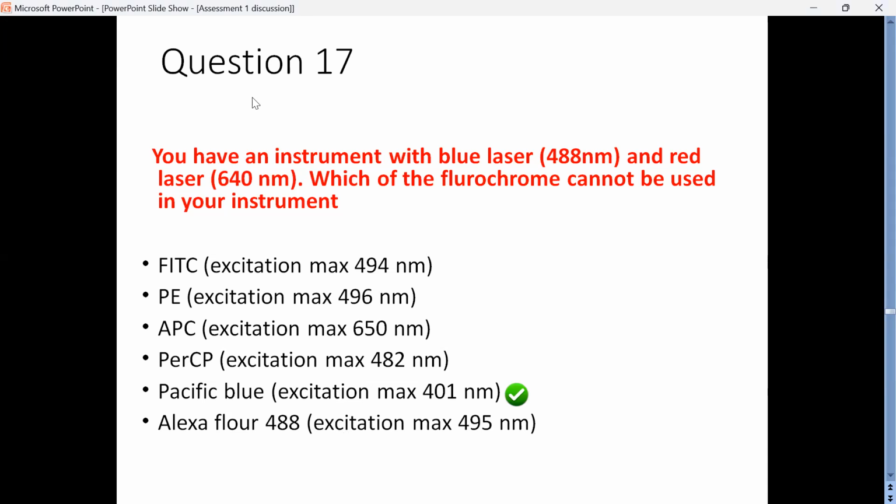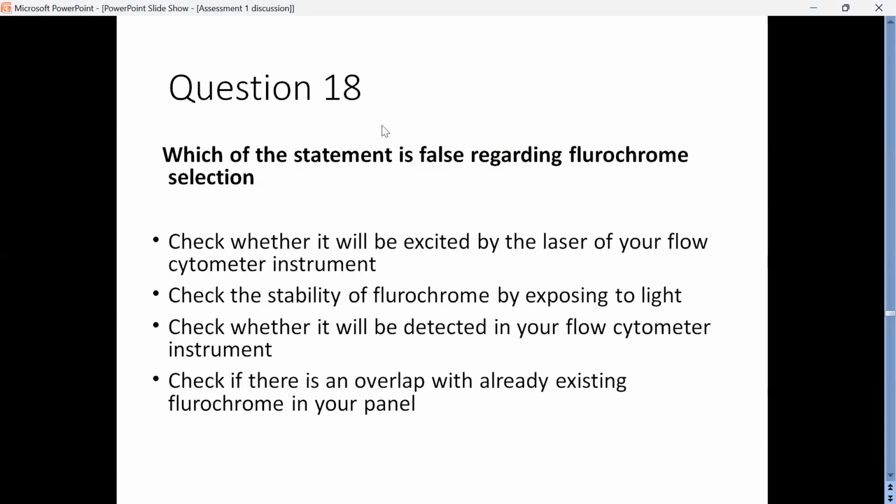Now coming to question 18. Which of the statements is false regarding fluorochrome selection? Check whether it will be excited by the laser of your flow cytometer. Correct. So when you are using a fluorochrome, it has to be excited by one of the lasers you are using. Check the stability of the fluorochrome by exposing it to light, like this is crude, you can't do this.